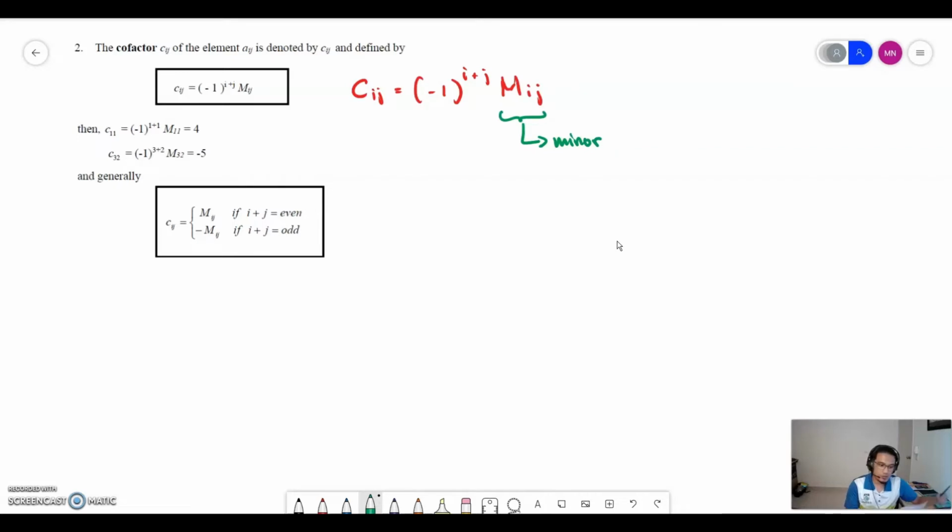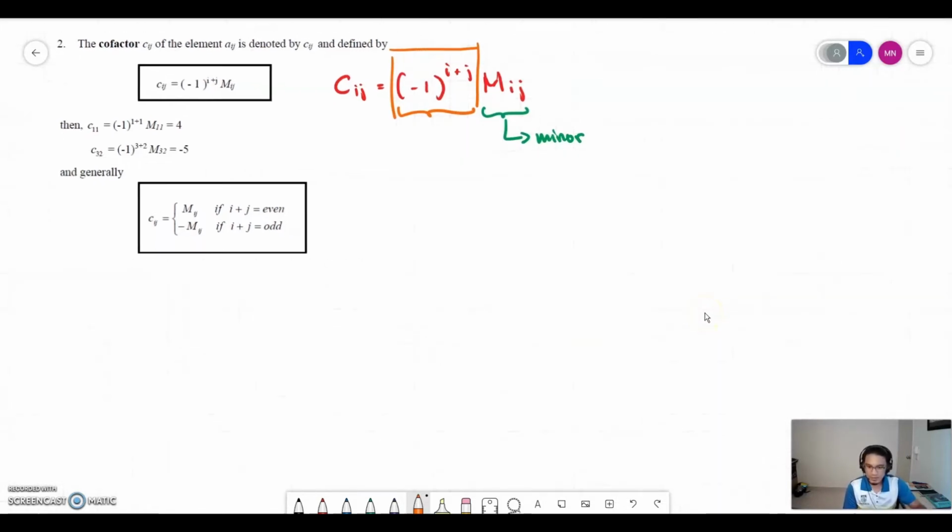So we use the same method from the minor process and we put it into the formula of cofactor to find the cofactor. What the cofactor actually does is determine the negative symbols in front of the minor, the negative 1 to the power of i plus j. Okay, let me show you an example.